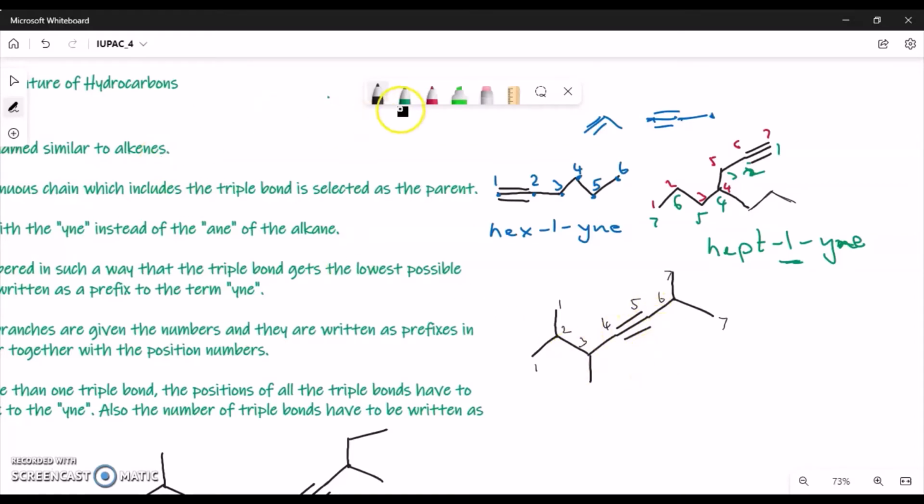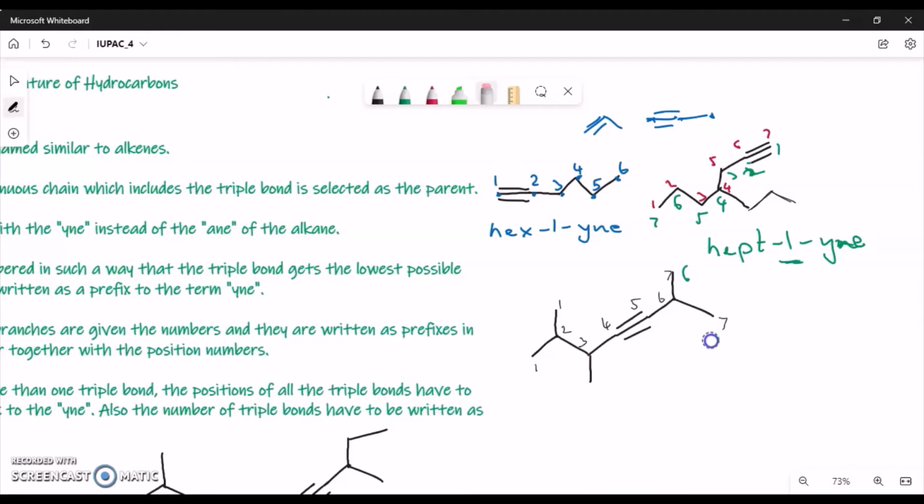There is also one more possibility for a chain, that is this one. 1, 2, 3, 4, 5 and 6. Or here also it can be 6. But that is not the longest chain because it's only 6 carbons long. So we have to go for any one of the black chains. So let us choose one which is convenient.